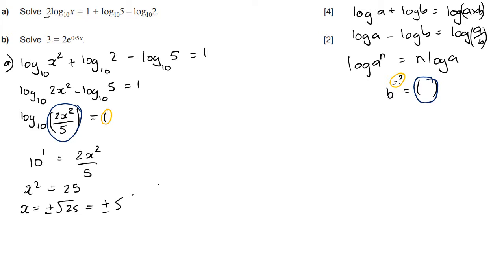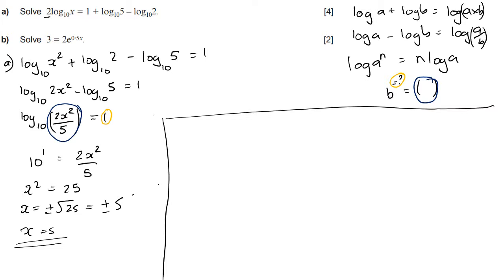Now what I hope you can remember from your logs is that it won't be equal to a negative value. So therefore x equals 5. Okay, there's the answer.